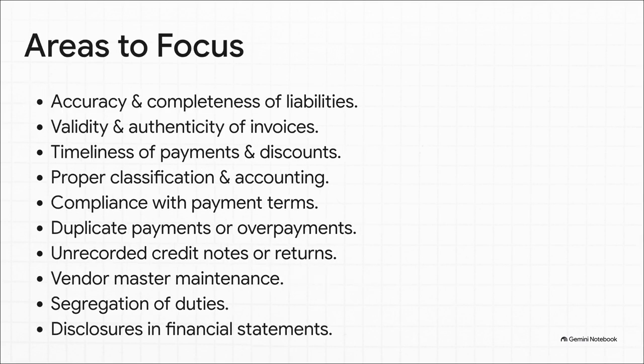Now, 6. Areas to focus. What are we zeroing in on? Accuracy and completeness of liabilities, validity and authenticity of invoices, timeliness of payments and discounts availed, proper classification and accounting, compliance with payment terms, duplicate payments or overpayments, unrecorded credit notes or returns, vendor master maintenance, segregation of duties, and adequate disclosures in financial statements.